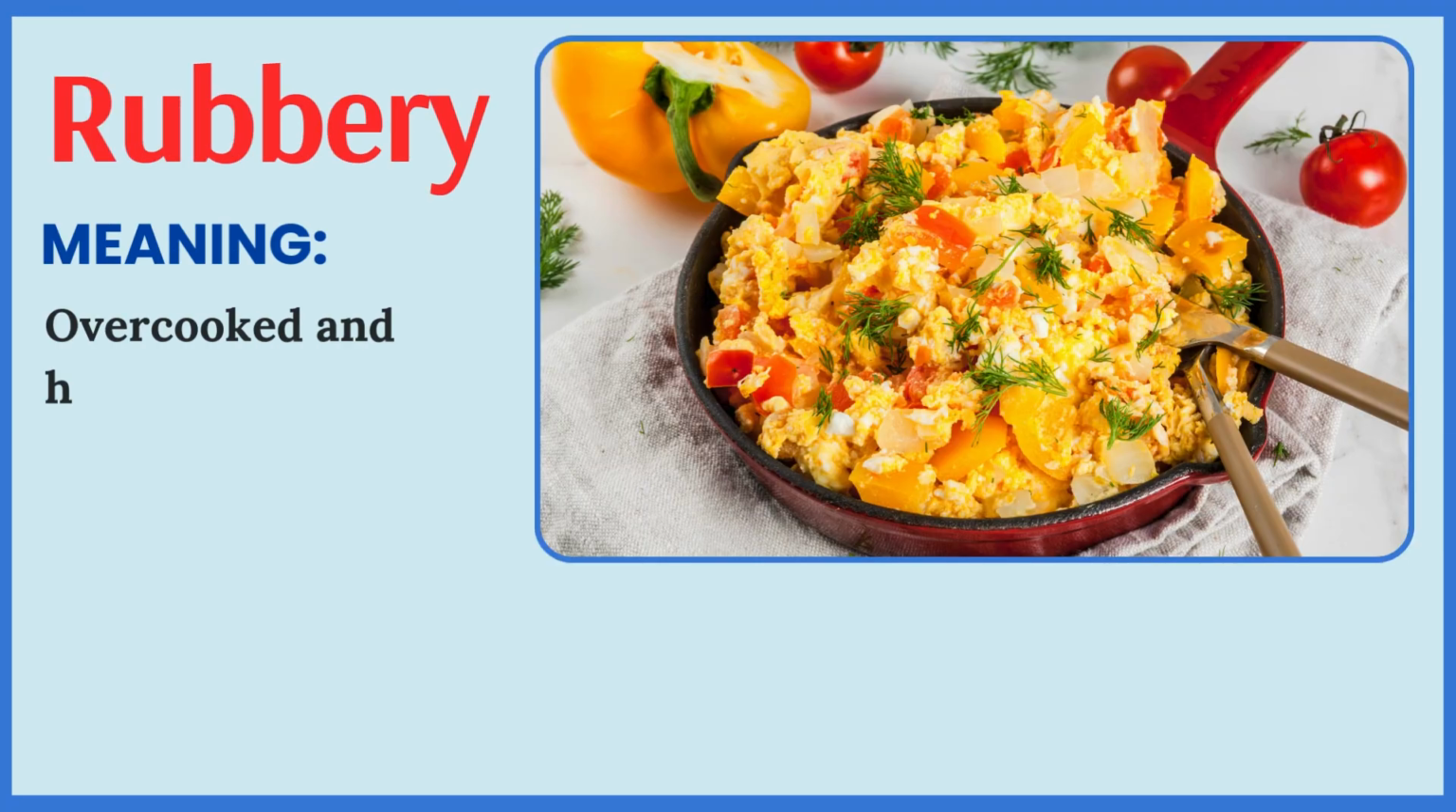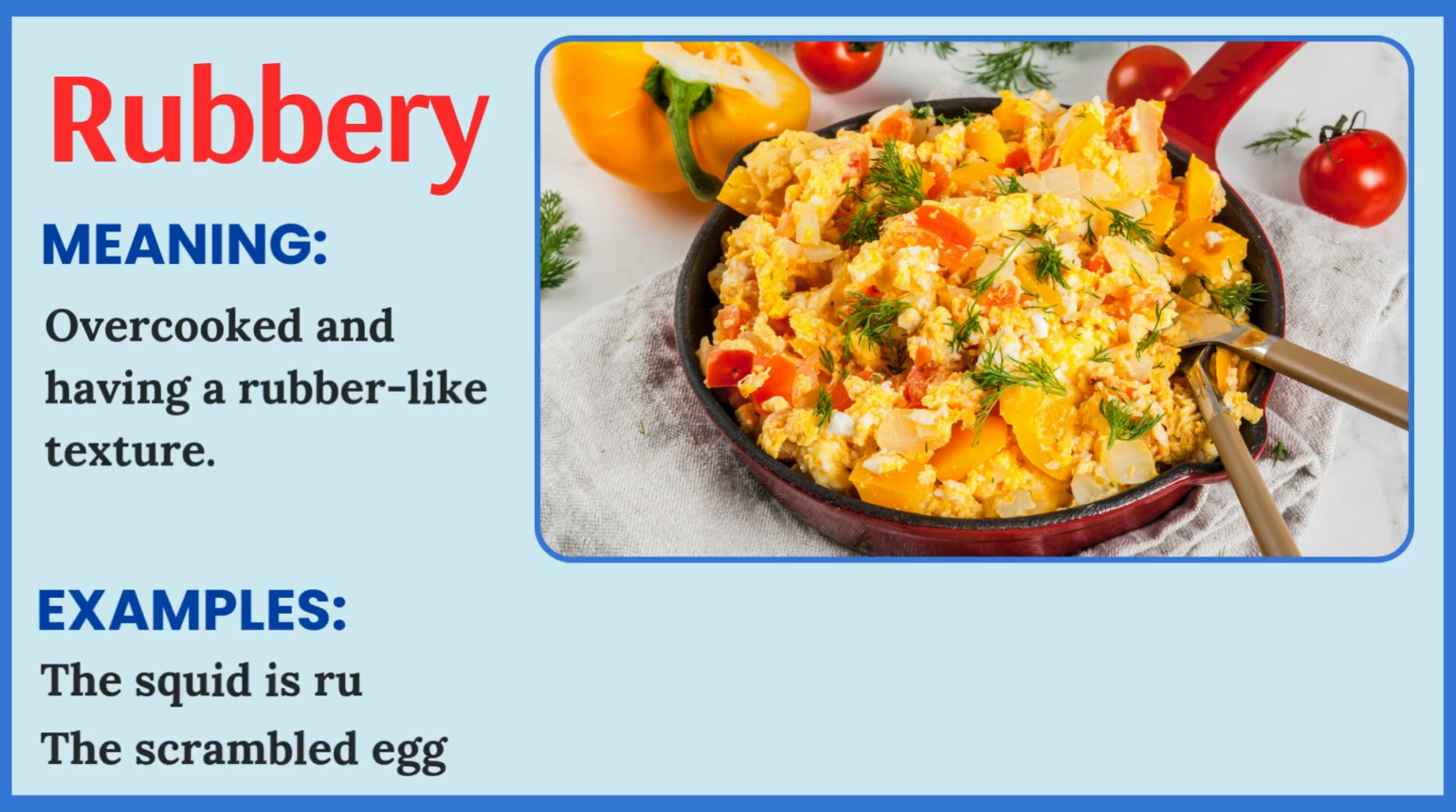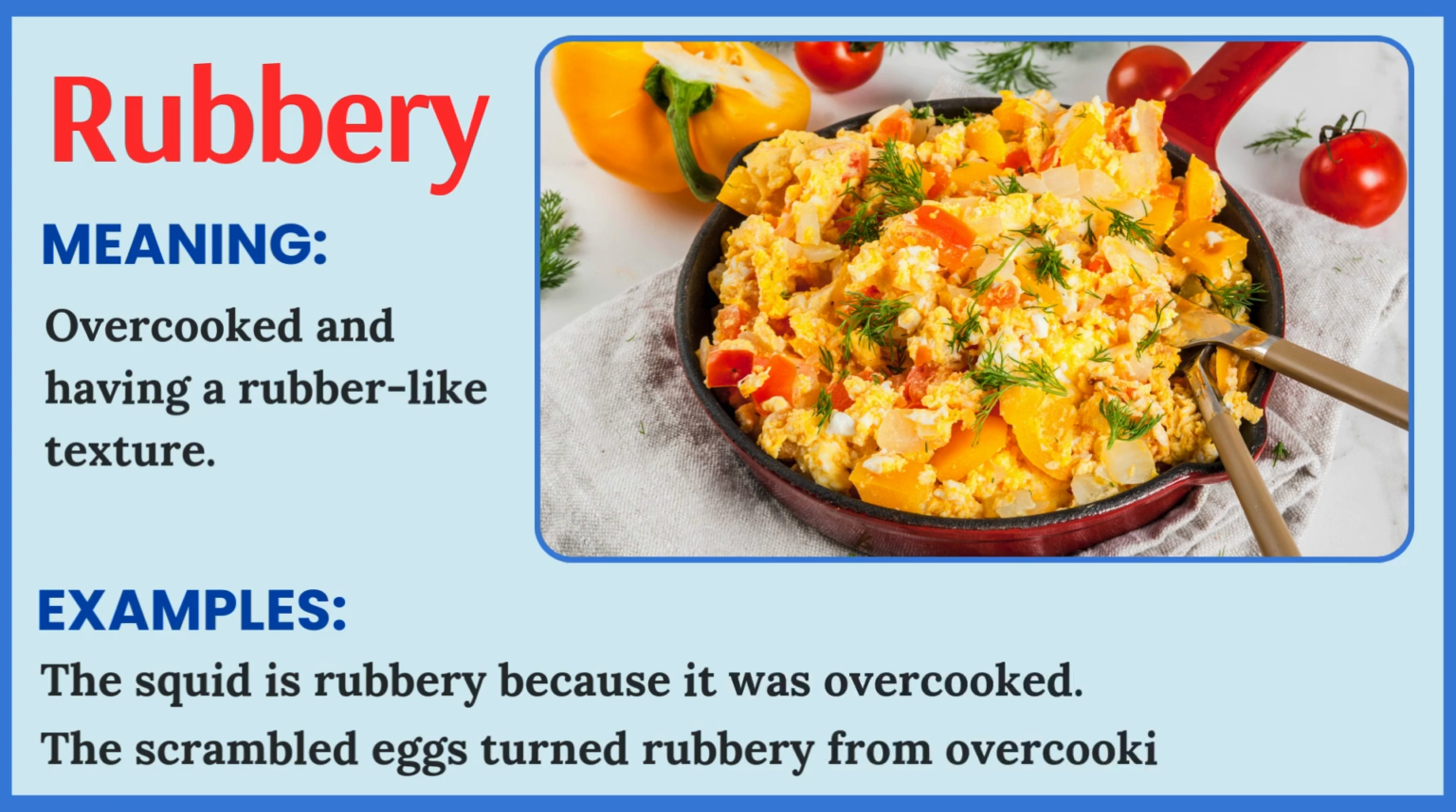Rubbery. Overcooked and having a rubber-like texture. The squid is rubbery because it was overcooked. The scrambled eggs turned rubbery from overcooking.